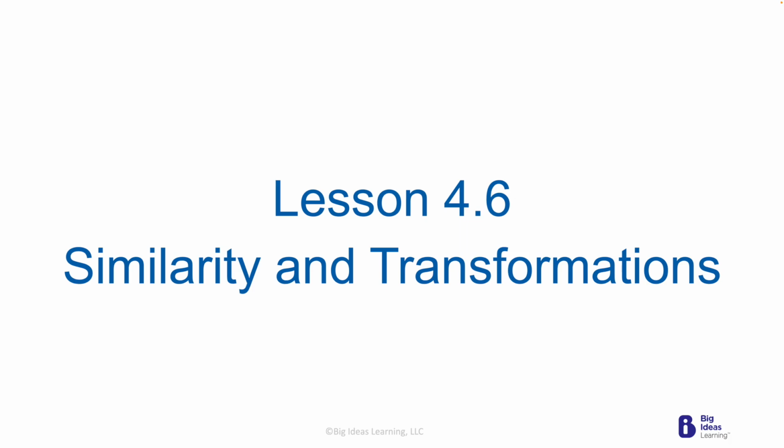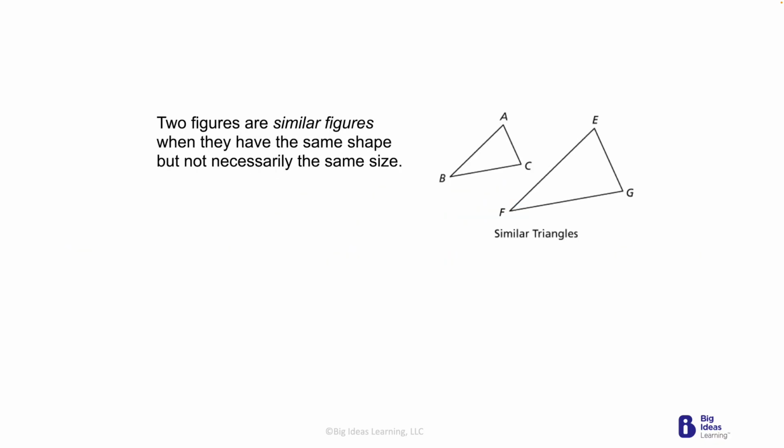All right, last lesson in Unit 4, 4.6, talks about similarity in transformations. So two figures are similar, they have the same shape, but not the same size. Or same size is congruent. So similar figures, same shape, different size.